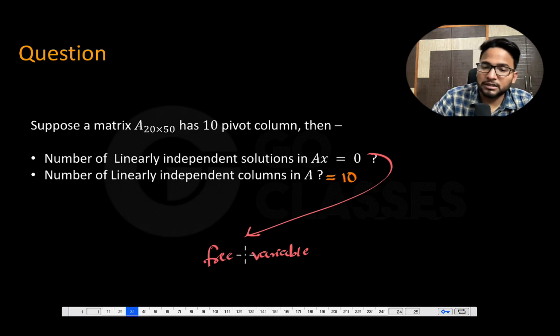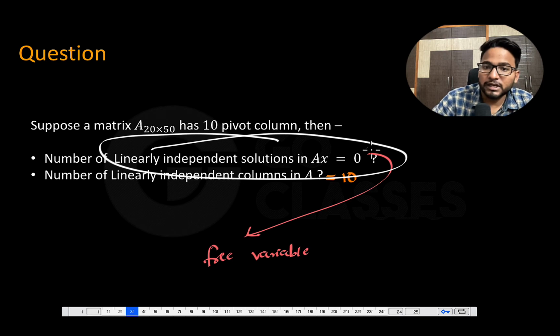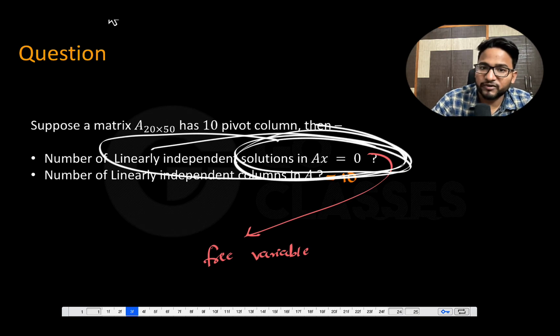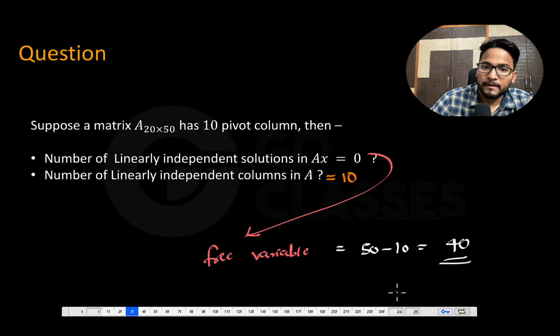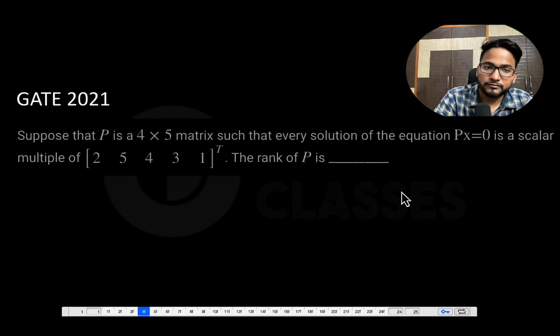But for now, just try to understand that if they are asking about linearly independent solutions in Ax equal to 0, it is the free variables. So if in total you have 50 variables, you have 50 minus 10, which is 40 free variables, right? I hope you understood. So 10 are pivot columns and 40 are free columns, or free variables. So 40 and 10 is the answer. Linearly independent solutions in Ax equal to 0 is 40 and linearly independent columns in A is just 10.